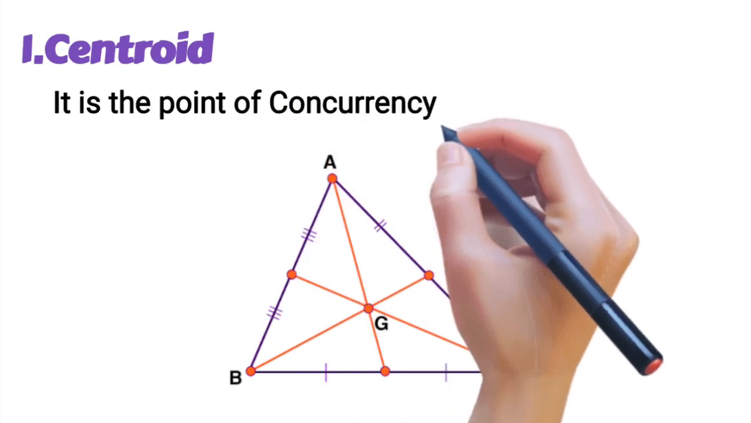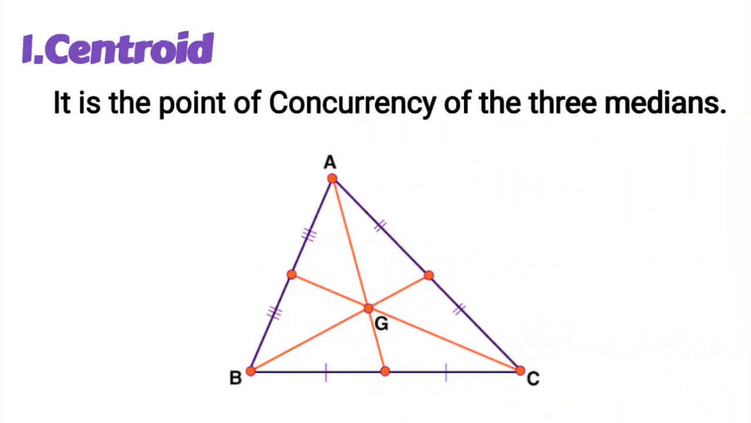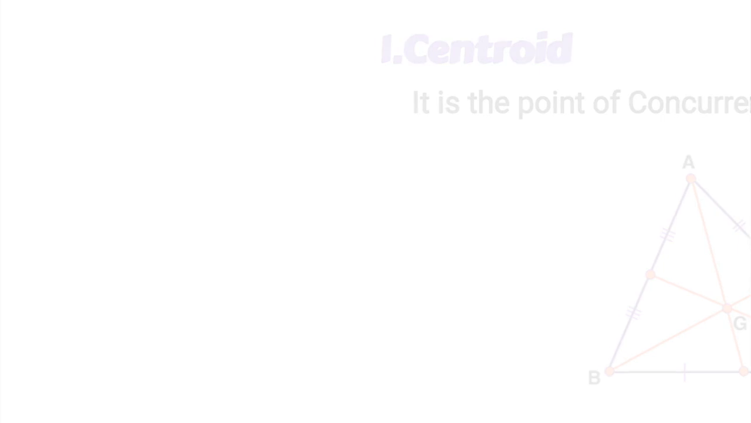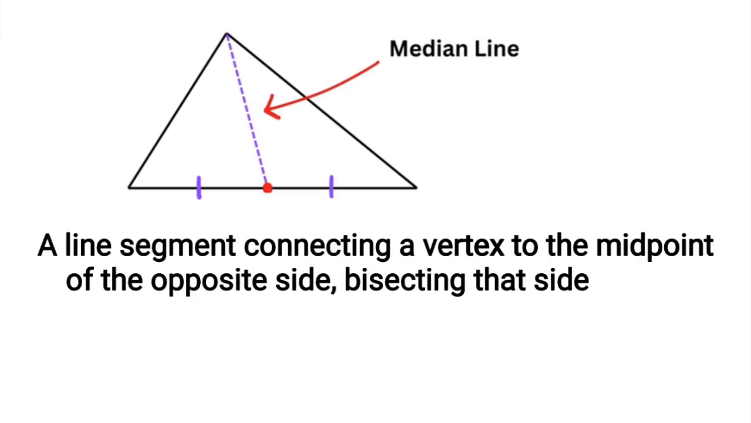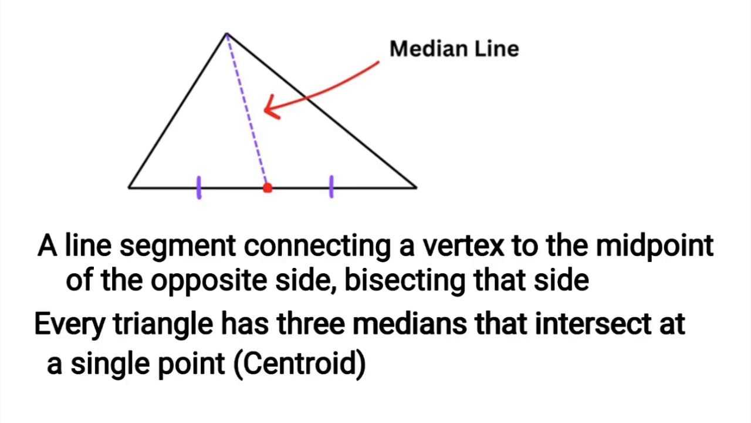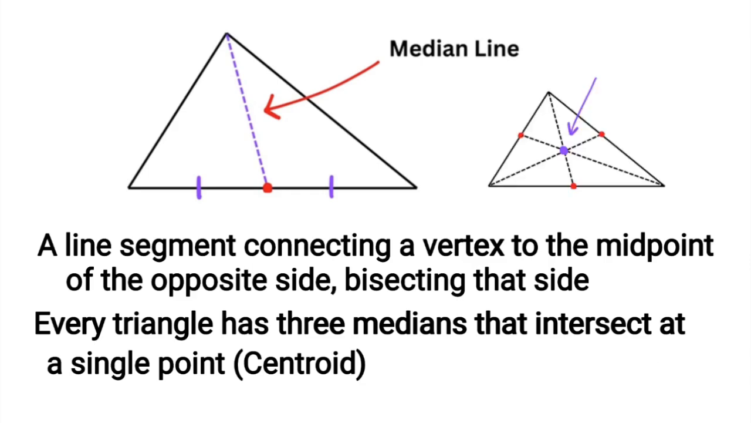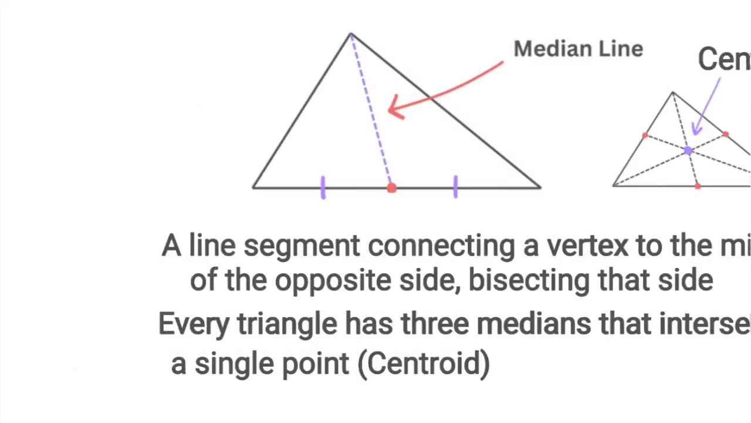First, centroid. It is the point of concurrency of the 3 medians. Okay, what is a median? It is a line drawn from any corner of a triangle to the middle of the opposite side. So if this is the center point of this side of the triangle, which divides it into half, then this line is called a median line. Now if you draw all 3 medians in a triangle, these 3 medians intersect at a single point. This point is called the centroid of a triangle.